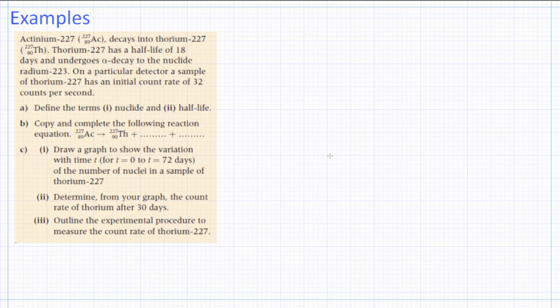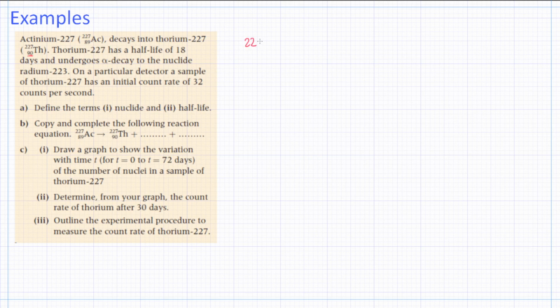So let's solve this problem now. Let's take a look at this example. So I've got actinium-227, and we know that the atomic number is 89 and the mass number is 227, in this case decaying into thorium-227. So just by this first sentence we can observe that it has decayed into another element. The mass number is still the same, and the proton number has changed, and we can see that it has increased.